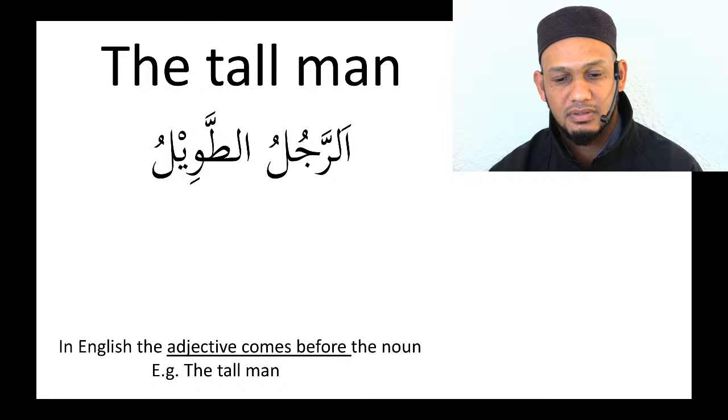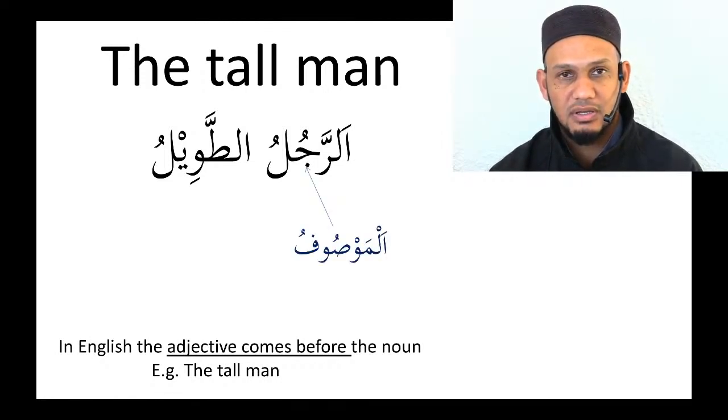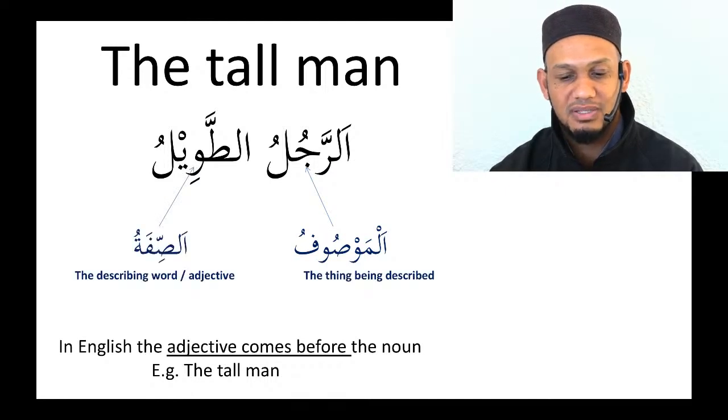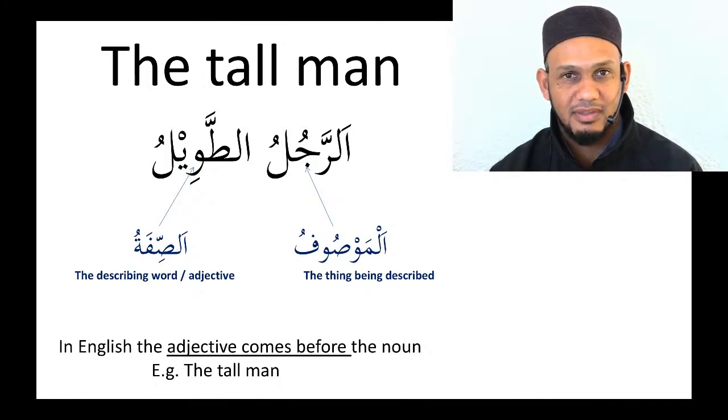The tall man. So we have 2 parts there. Again, murakkab means 2 pieces brought together, a compound, 2 words brought together. We have Ar-Rajulu and we have At-Tawilu. Ar-Rajulu is the Mawsuf. And Mawsuf means what? Mawsuf means the thing or person or entity being described. And At-Tawilu is the Siffa, which is the description, or the adjective, or the describing word. So this murakkab is called Mawsuf Siffa. Say it together. What's Mawsuf? Thing being described. What's Siffa? Description. Okay.